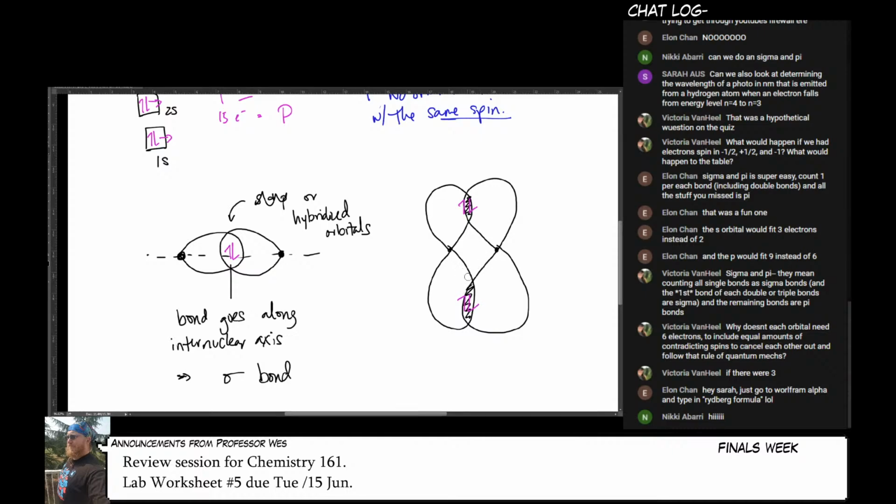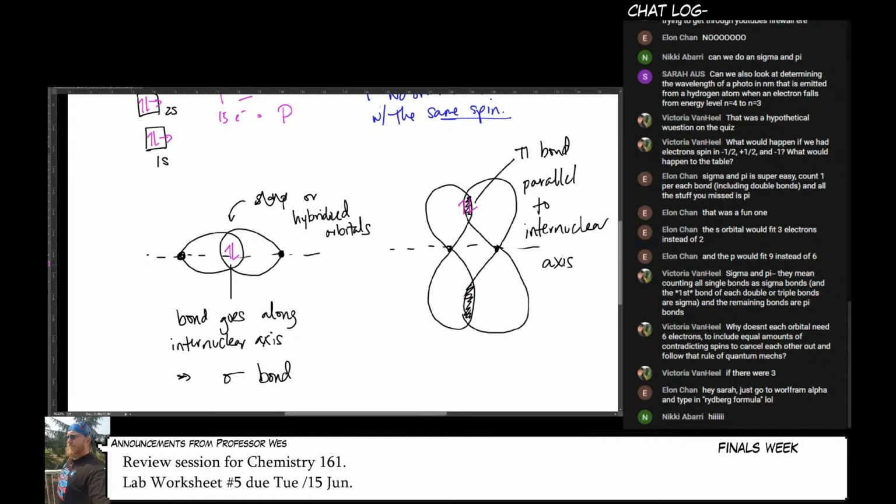Oops, I don't actually want to put 2 electrons down there. That's okay. So a pi bond is parallel to the internuclear axis. So this is what those bonds are.